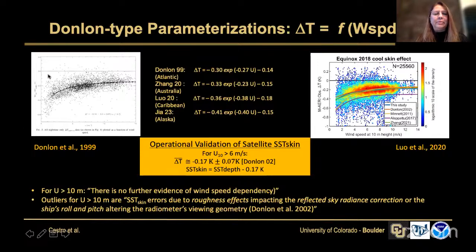Basically what they did is they made scatter plots of delta T versus wind speed. In this case, the skin SST was from infrared radiometers. So even though there's a lot of scatter, we can see that most of the points follow this curve, which is a negative exponential. So here's the original fit from Donlon.